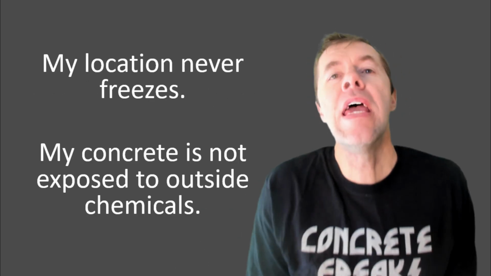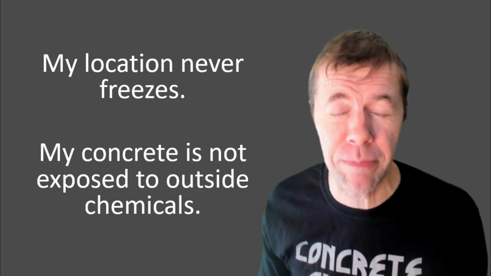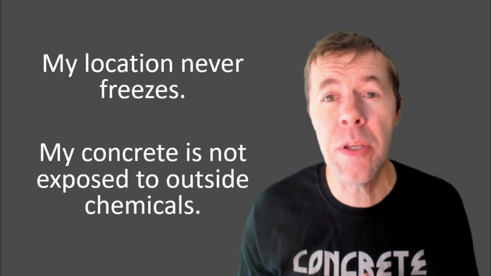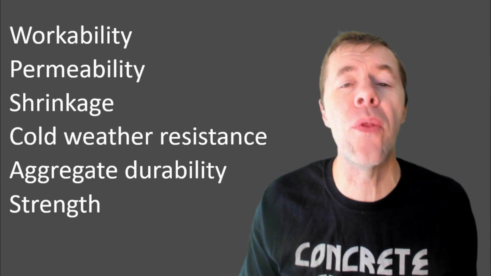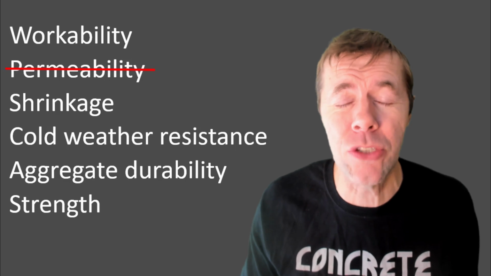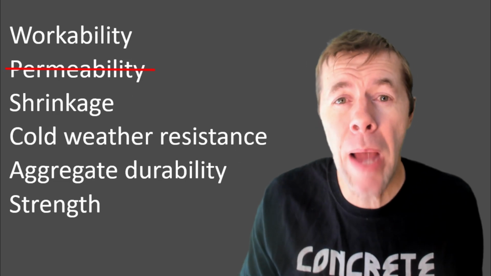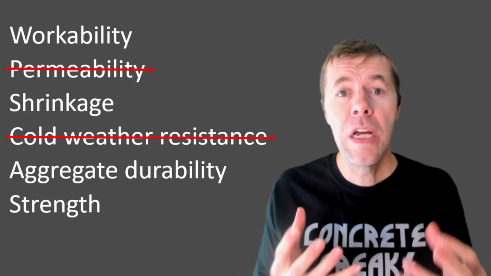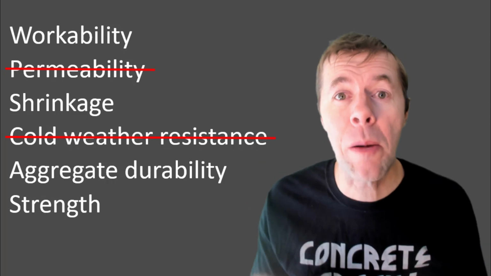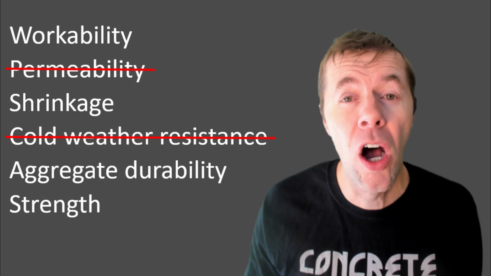For example, if my location never freezes, if my concrete is never ever exposed to outside chemicals, maybe you're inside of a building or something like that, then you can go back and look at the list and say, you know what? I probably don't need permeability because it's not exposed to outside chemicals. And I probably don't need cold weather resistance. This is pretty cool. You just knocked out two requirements. You made it easier to make this happen, and you can focus more heavily on the other ones that are more important to you.